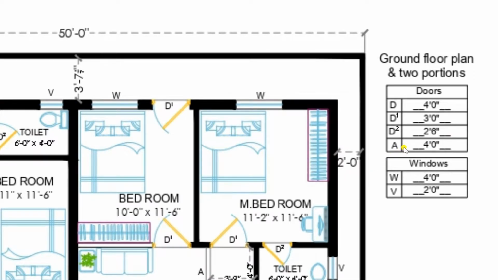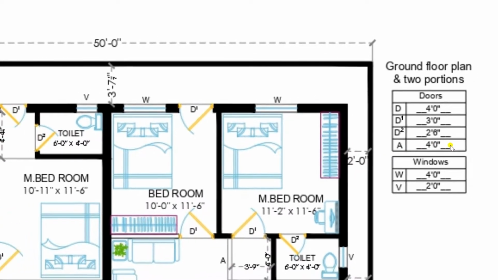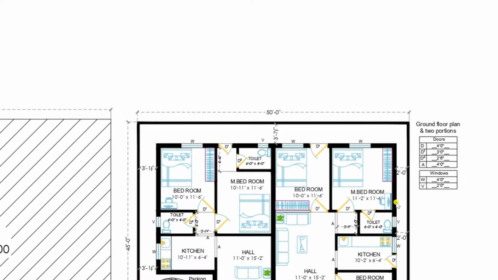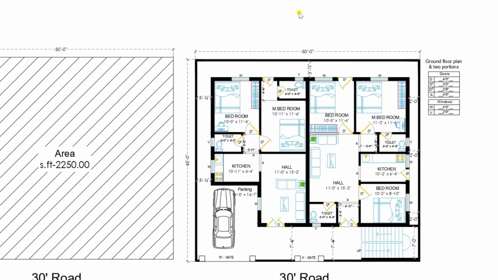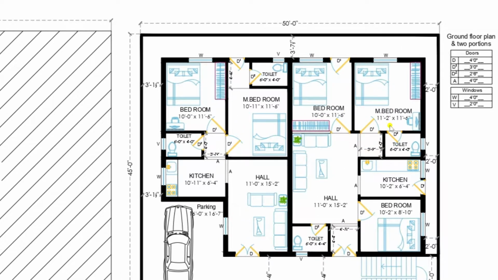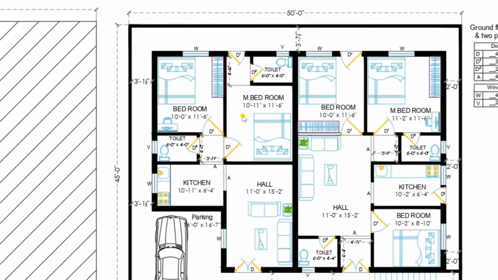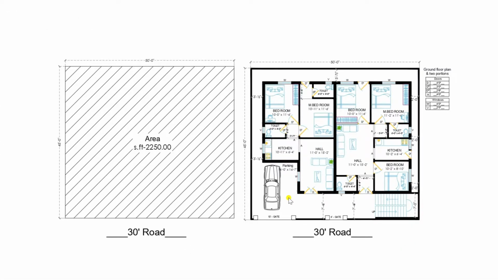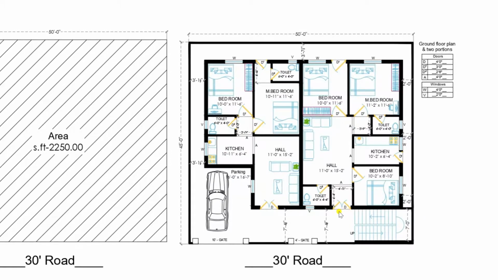A indicates the arch of size 4 feet, and windows of size 4 feet and the ventilators of size 2 feet. As you are aware, the outside walls are of size 9 inches and the inside walls are of size 4.5 inches. Now we will enter into the entrance of our two family portion.